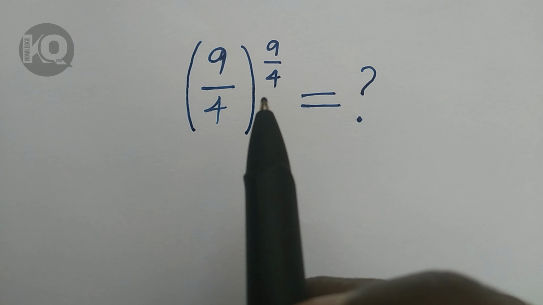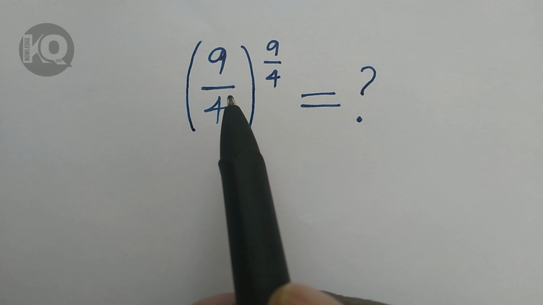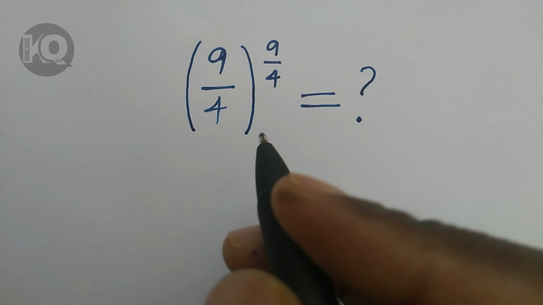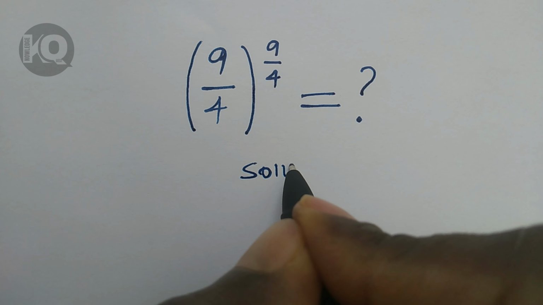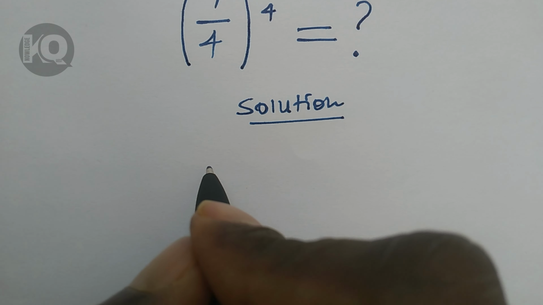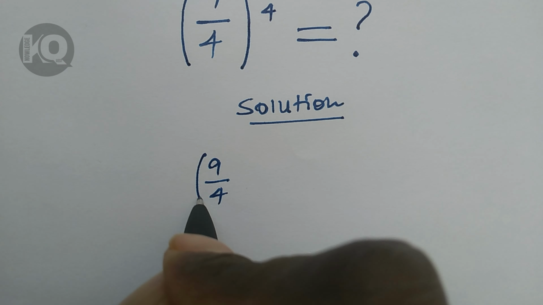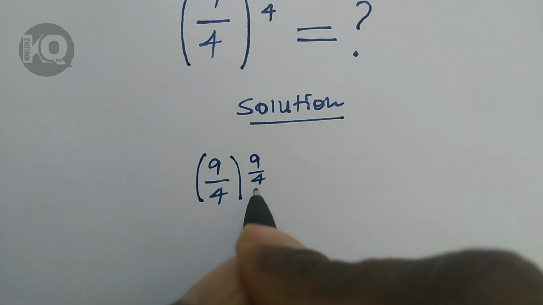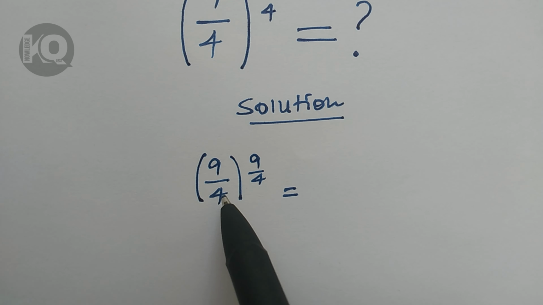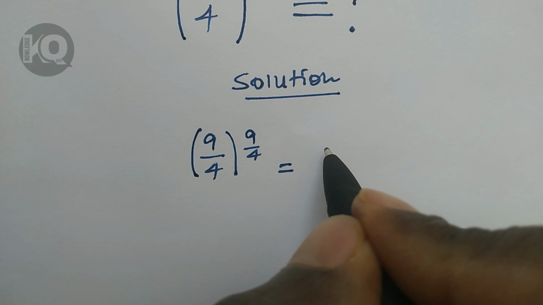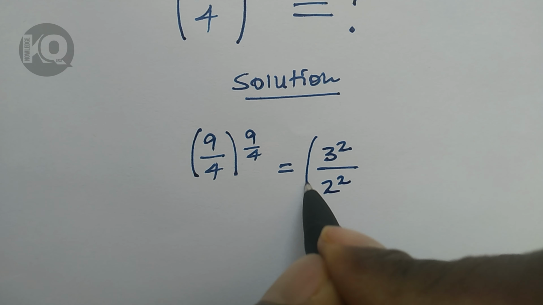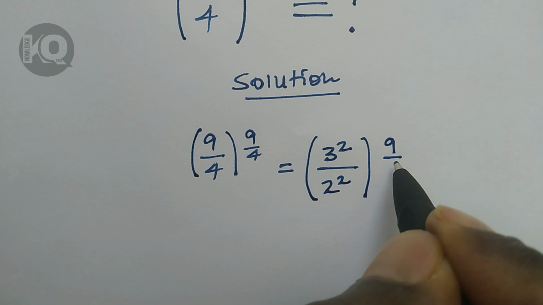Hello, you are welcome to solve this maths problem, which is (9/4) to the power of 9/4. So now, the solution. Let's recall our problem: (9/4) to the power of 9/4, which is equal to... the expression from here can be written as (3²/2²) to the power of 9/4.